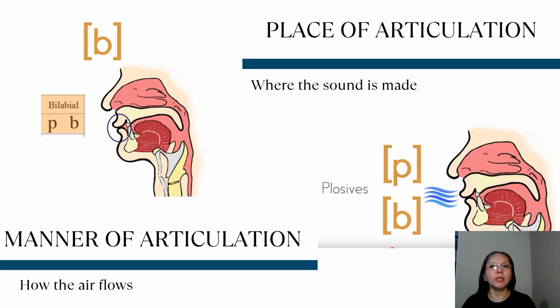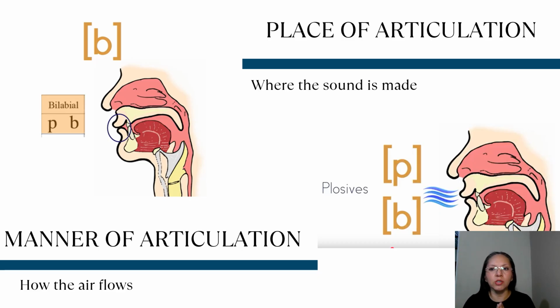Now let's look at the place and manner of articulation. Place of articulation is about where in the mouth the sound is produced, while the manner of articulation explains how the air moves when we make a sound. For example, if we go to the place of articulation, we see the labial articulator for the sound B, where the upper lip and the lower lip are involved.